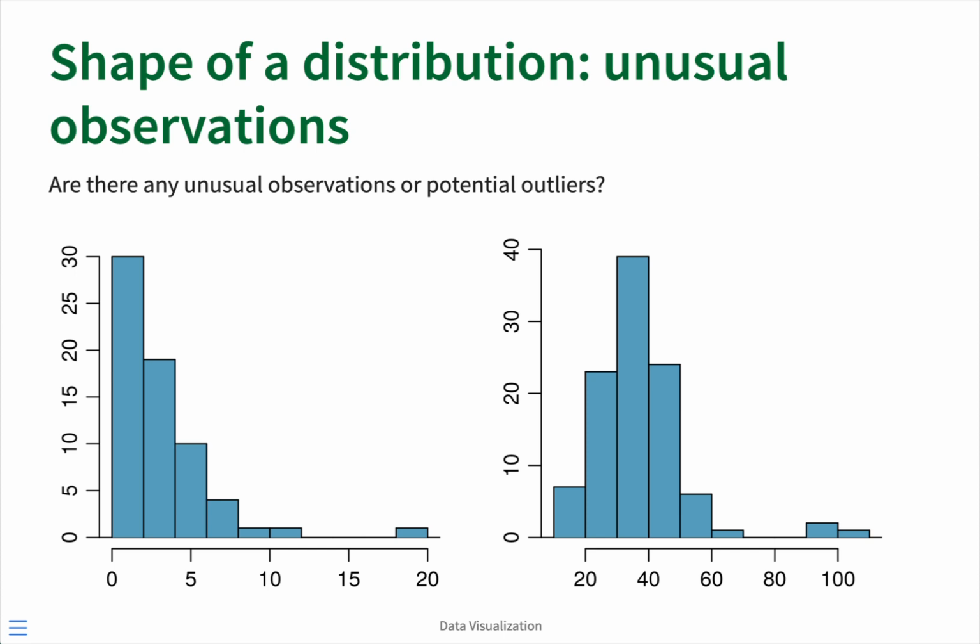The other thing that histograms can show us is whether we have any unusual observations or potential outliers. So a point that seems to fall a long way from the rest of the observations, we often call that an outlier. That's a good thing to be aware of because sometimes those can be points that, for whatever reason, are included in the data set, but maybe don't reflect the same process that generated the rest of the data. And so by identifying them, we might be able to make a judgment call about whether to include them in later analysis or not.